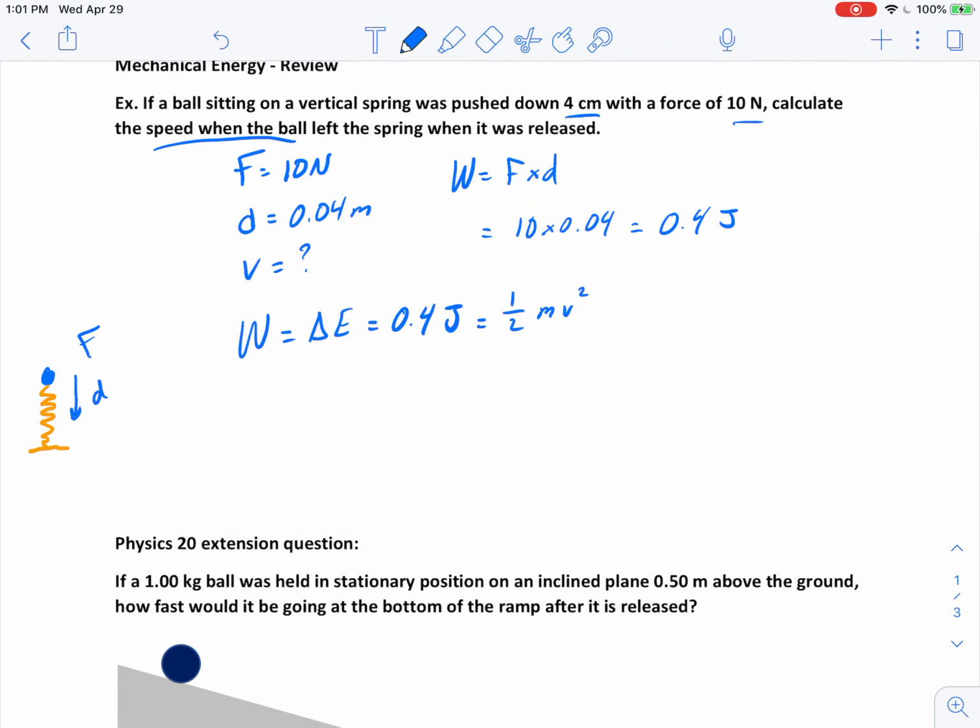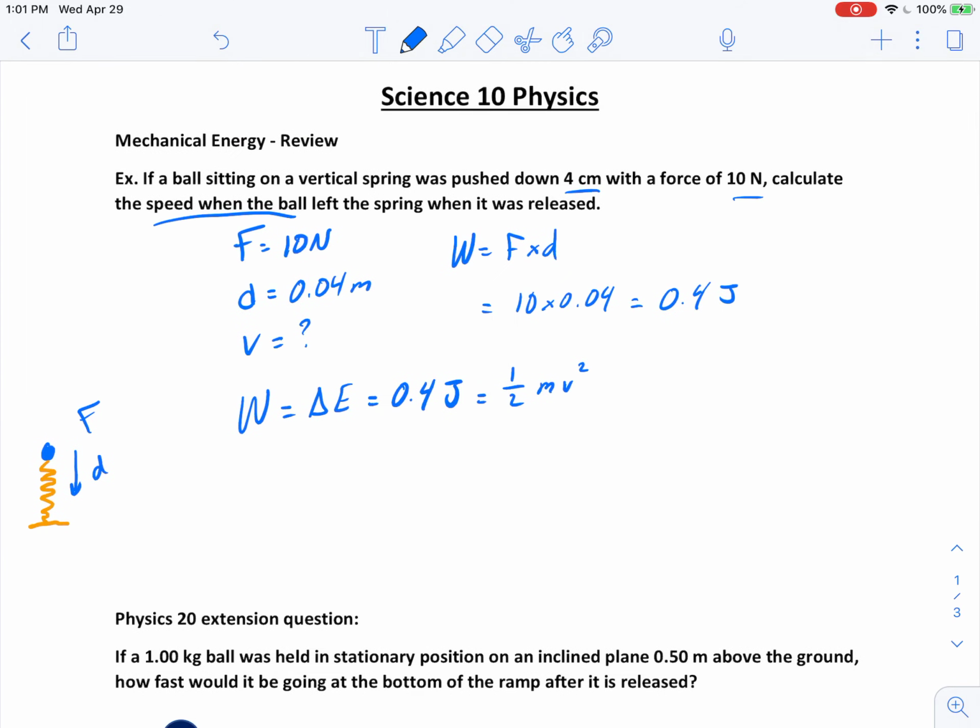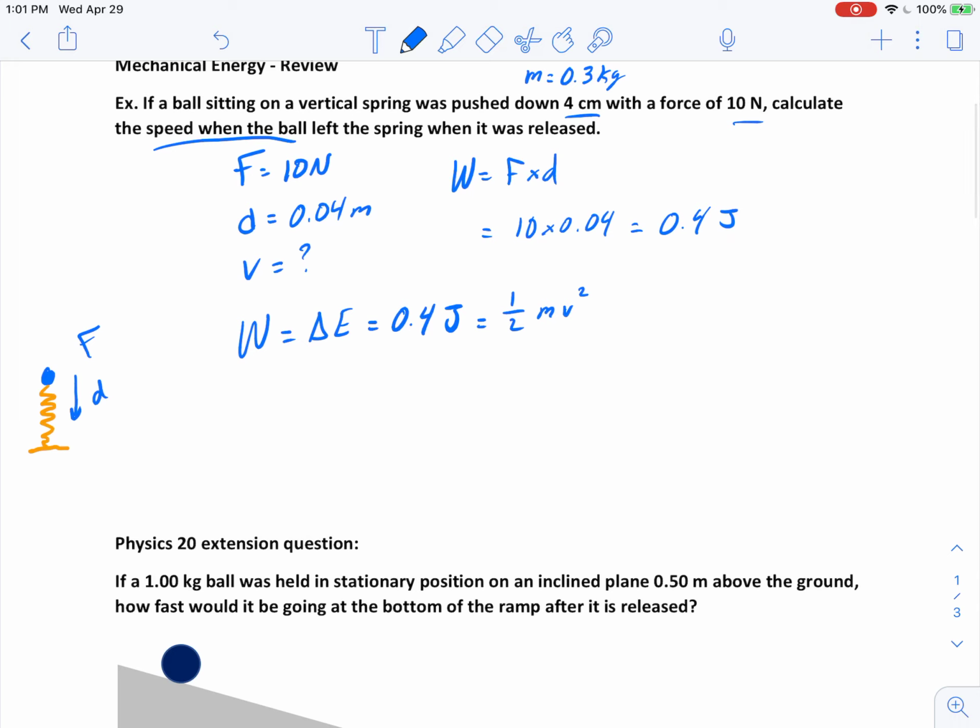We don't have mass. I should give you mass. I'm going to say the mass is equal to 0.3 kilograms. So if we wanted to solve for v, we're going to multiply both sides by 2. So 2 times 0.4 is equal to our mass of 0.3 times v squared. You can divide both sides by that 0.3.